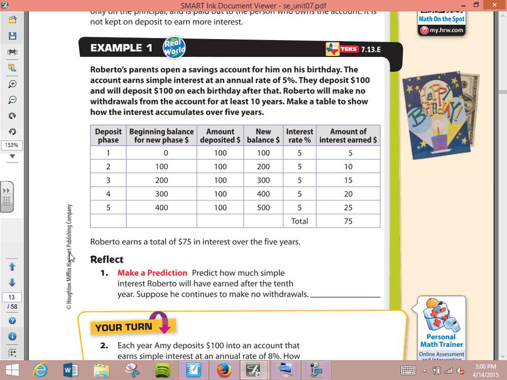The next part is going to be interest, and we have two types. We have simple interest, and then we have compound interest. We will go over both of them today. Simple interest, as it sounds, is pretty simple if you pay attention. If you're not paying attention, you're going to get lost very easily.